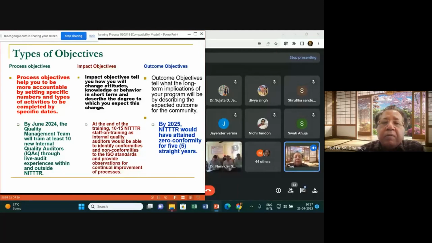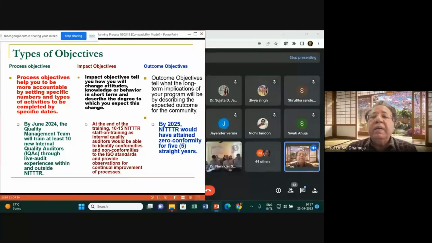Second is the impact objectives. Impact objectives tell you how you will change the attitudes, knowledge, or behavior in the short term and describe the degree to which you expect this change. For example, at the end of the training, 10 to 15 NITTTR staff on the training as internal quality auditors would be able to identify the conformities and non-conformities to the ISO standards and provide observations for continual improvement of the processes.